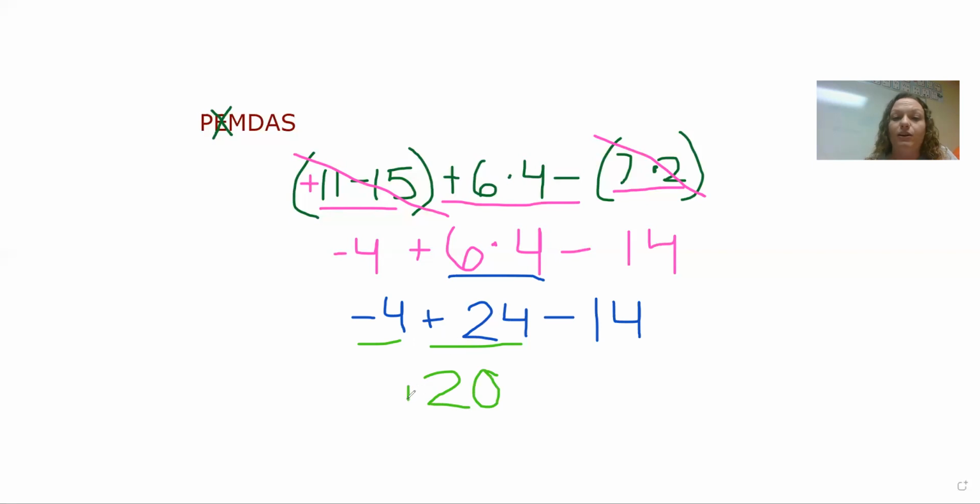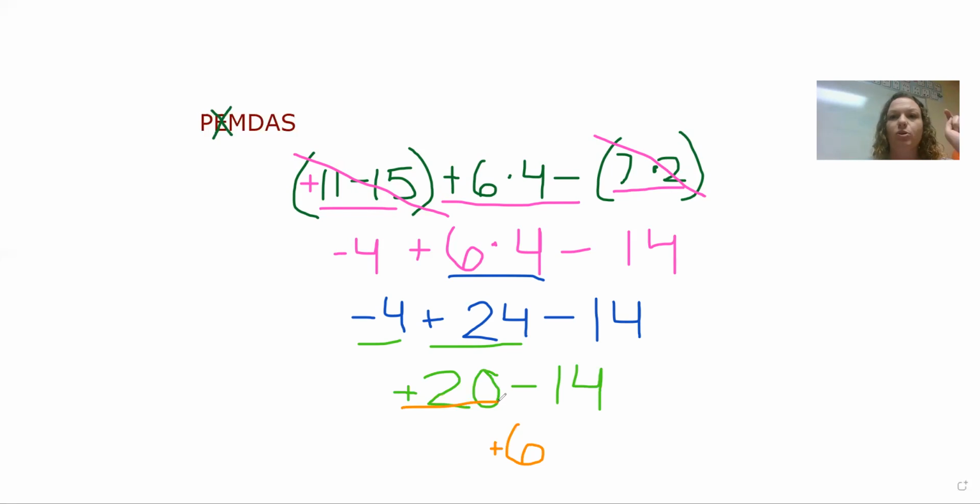You can put a positive there. Then we rewrite minus 14. So we have different signs, so we subtract. So we're going to do 20 minus 14, and we get 6, and we keep it positive because the 20 is larger. So that's just a short video for you.